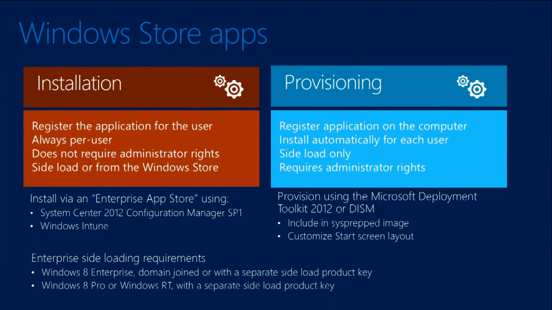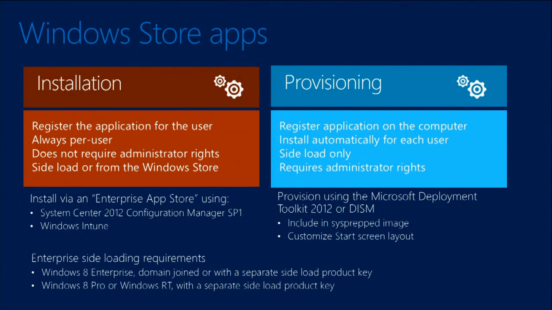Provisioning then is a different process. Provisioning is a mechanism of making an app available on the system so that it automatically installs for every user when they next log into the system. So if you wanted to build your reference image that you use for your Windows 8 or Windows 8.1 deployment and include a set of applications that every user should have when they first log in, maybe a company portal or some type of application like that, you can provision that application in the image. That provisioning process is similar to installation, but not quite the same.